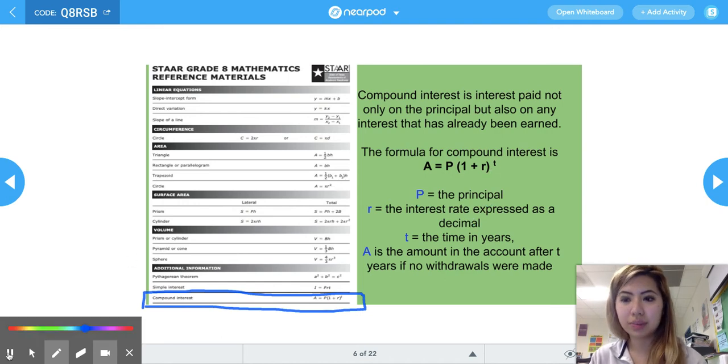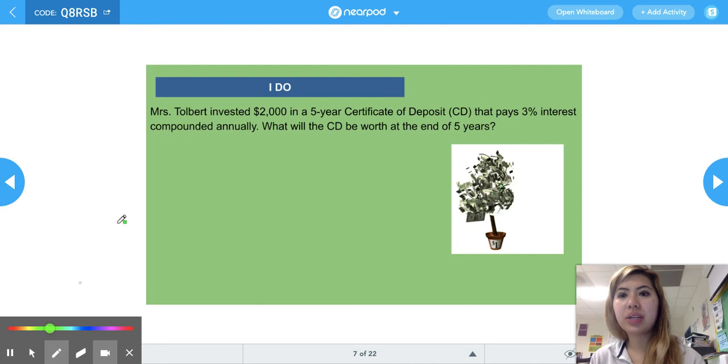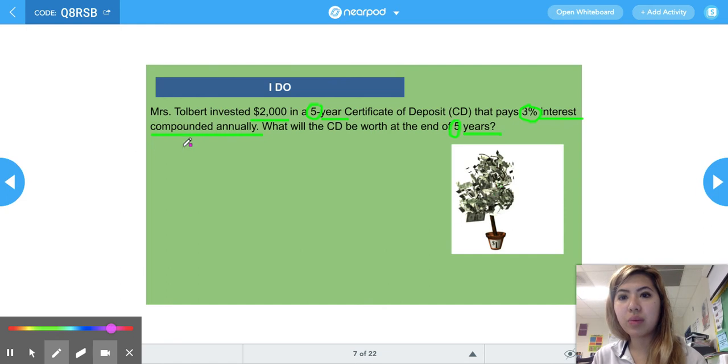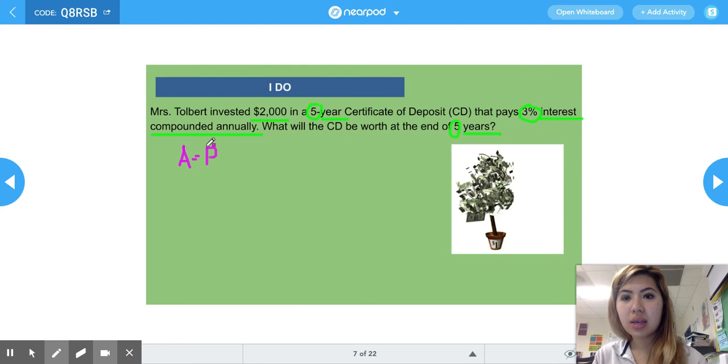For this first I do problem, it reads, Mrs. Tolbert invested $2,000 in a 5-year certificate of deposit that pays 3% interest, compounded annually. What is the CD? That's just the acronym for certificate of deposit. What will the CD be worth at the end of the 5 years? We're going to start off by writing our formula, which is A is equal to P times 1 plus R raised to the power of T.